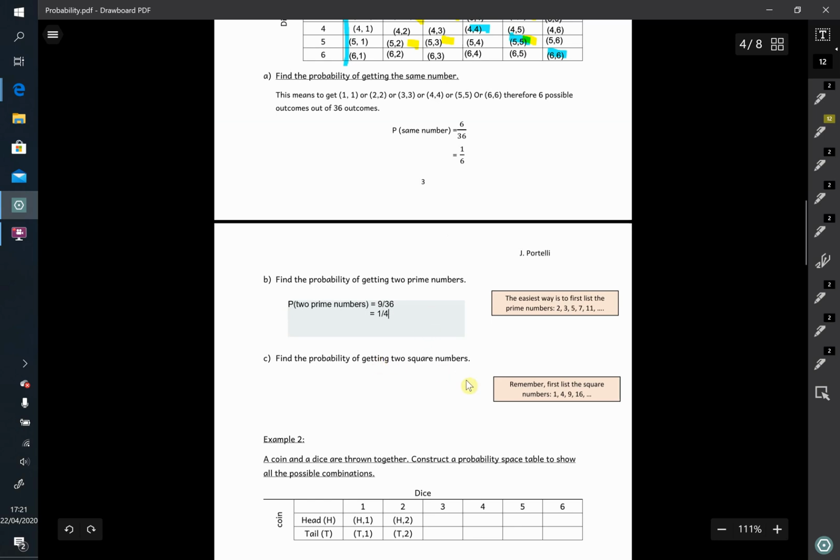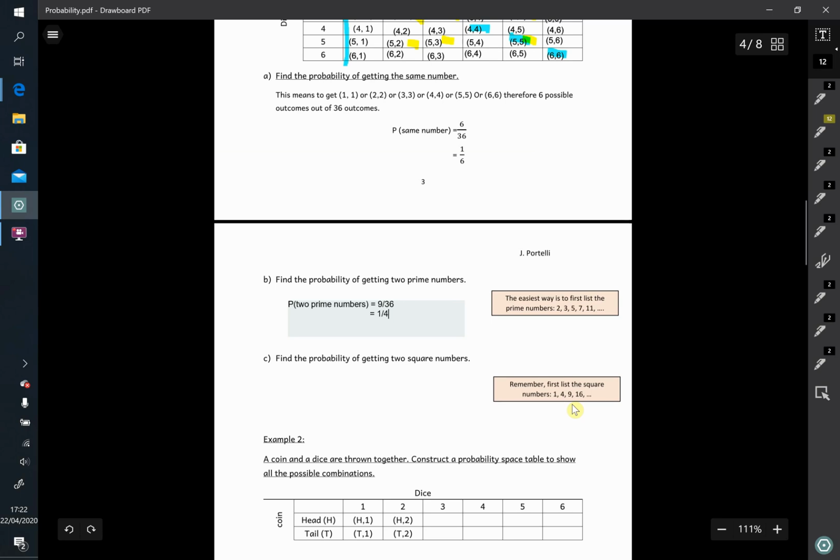And then find the probability of getting 2 square numbers. Examples of square numbers are 1, 4, 9, 16. So how do I create square numbers? For me to create square numbers, I need to get a value and multiply it by itself. So if I get the value 1, 1 times 1 is 1. If I get the value 2, 2 times 2 is 4, so 4 is a square number. Sorry guys, I meant to say 4 is a square number. 3 times 3 is 9, so 9 is a square number. So 1 times 1, 1.